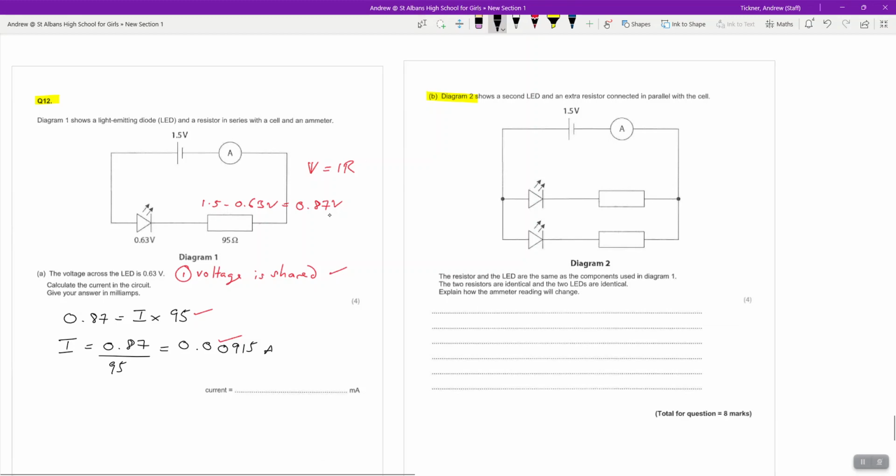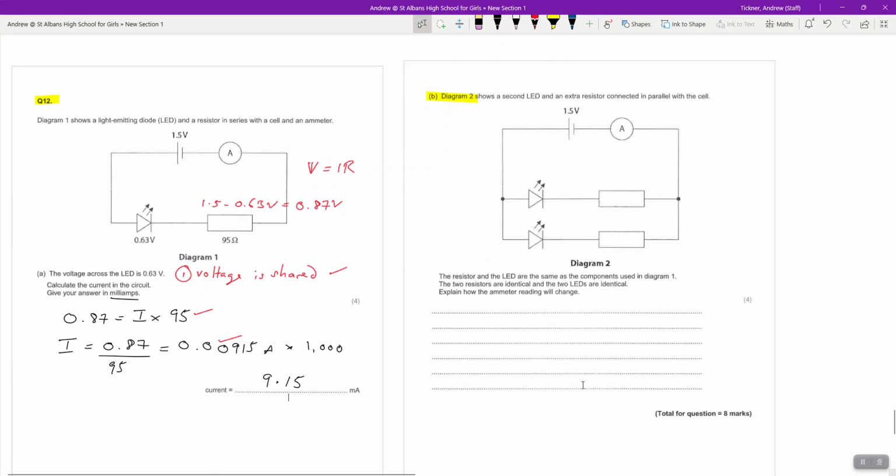How do we get that fourth mark? We want the answer in milliamps, so therefore we have to times that by 1,000. So we times that by 1,000 to turn it into milliamps, and we're going to get 9.15 milliamps, or that might round to 9.2.